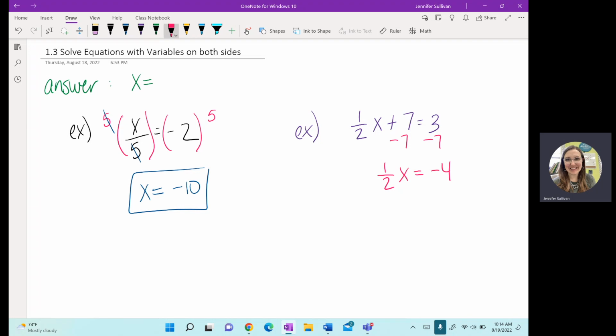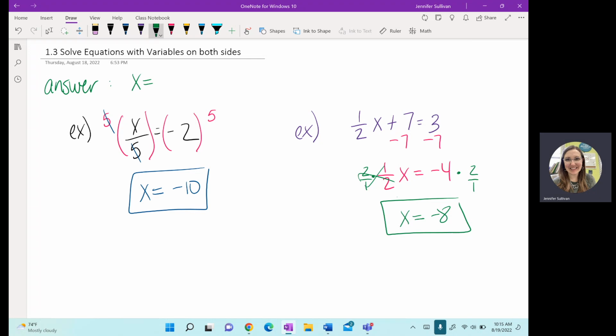Then once we undo the add or subtract, then we undo the multiply or divide. And I taught you guys in class that when we have a fraction in front, we can either take both sides and divide by that, because I'm taking x times 1/2. So I undo that by dividing by 1/2. That's one way. Or because it's a fraction, I can also multiply by the reciprocal on both sides. And so either way is fine. So we're going to have x equals -4 times 2 is -8. And that's my answer.